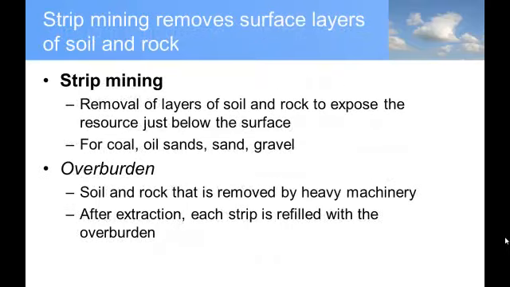Strip mining is simply the removal of the sand and rock and soil and anything else that was on top of what you want to get at. This material that is on top, this soil and rock, is called overburden. So you just bring in the power machinery and you remove all the overburden to expose the material you want to mine, and then you refill it when you're done mining that area.